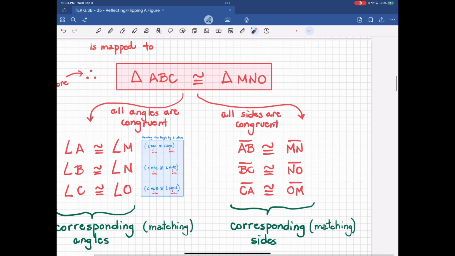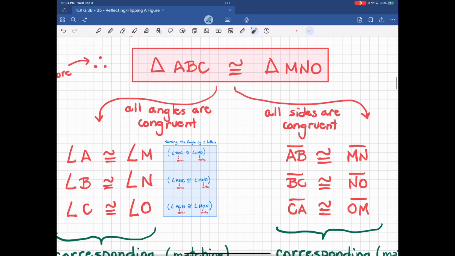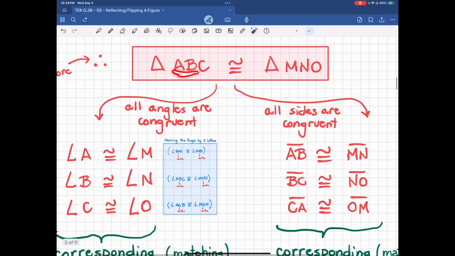So let's go over to the congruent sides. We're going to take this congruent statement right here, and now we're going to write down the congruent sides. I know that AB has to be congruent to MN. So look right here. AB, MN. A is first, M is first, B is second, N is second. So I have AB and MN are congruent.